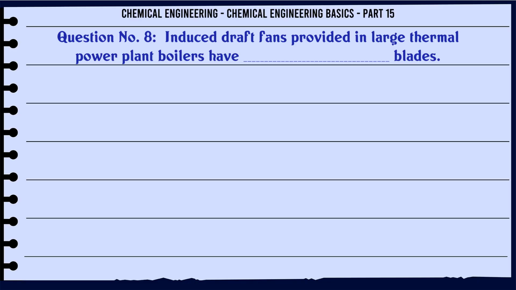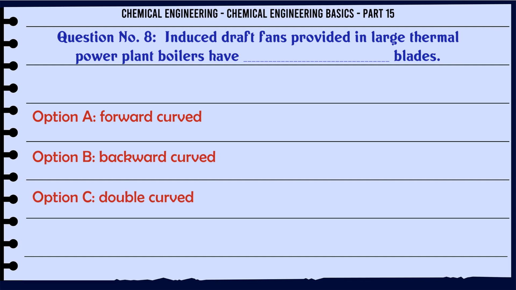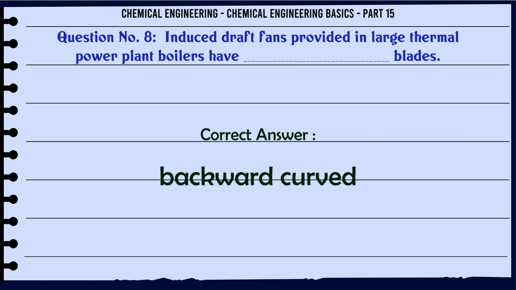Induced draft fans provided in large thermal power plant boilers have blades A. Forward curved. B. Backward curved. C. Double curved. D. Radial or straight. The correct answer is backward curved.